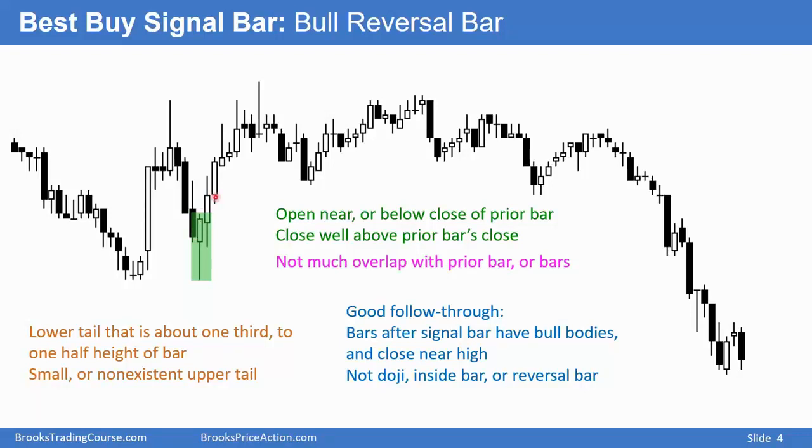Buy signal bar, entry bar, and then the next bar is the follow through bar, and it's also a good bull bar, decent sized bull body closing on its high. In other words, the entry bar and the follow through bar, they're not bear bars. They're not doji bars. They do not have big tails on top. And that increases the probability that the market will go higher.